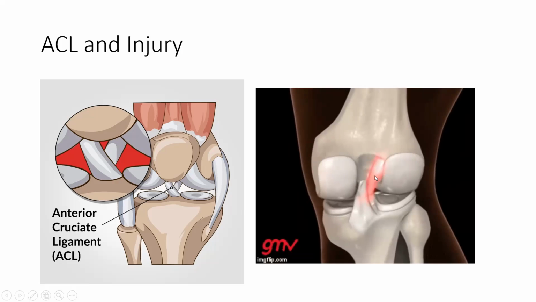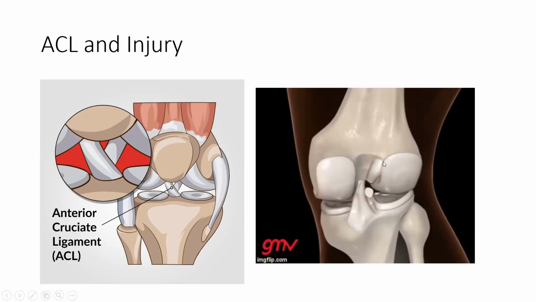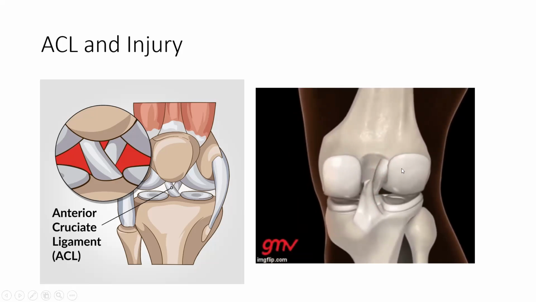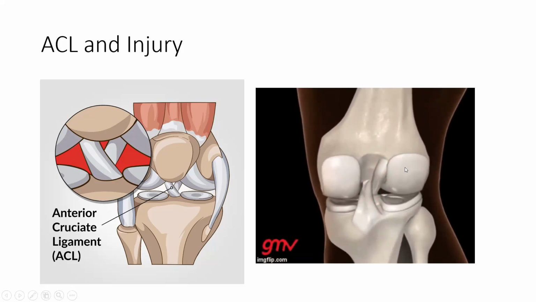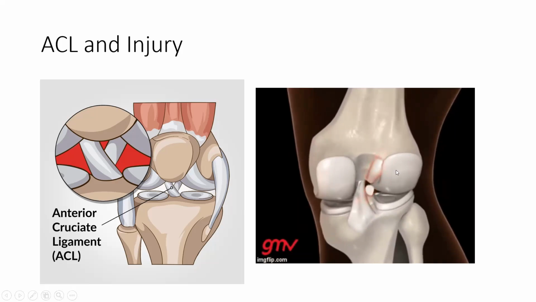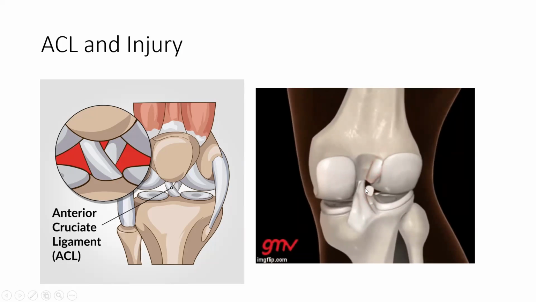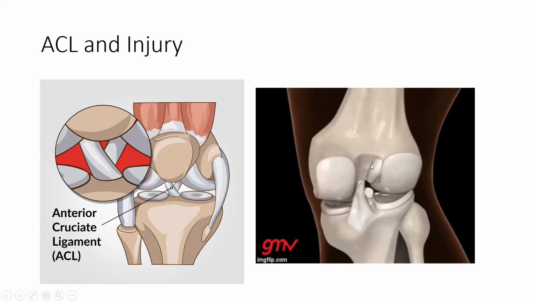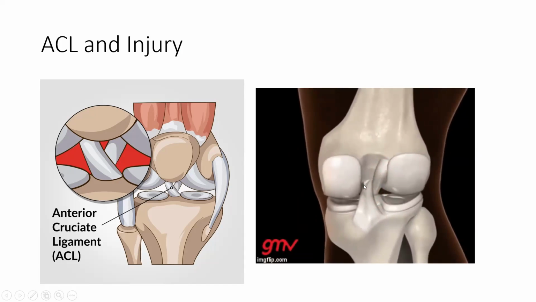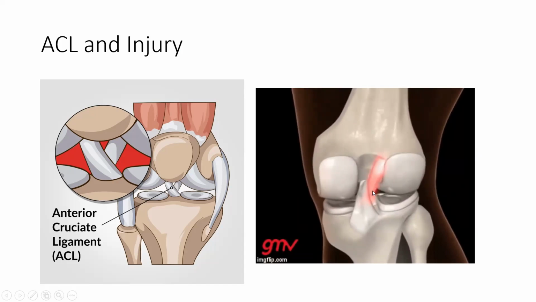There's our ACL. Okay, we're looking here from the back side. The ACL attaches here on the lateral condyle. This is the lateral condyle here because it's on the outside, and the ACL attaches in the back there and it inserts on the front. This is the PCL attaching back here and going to the front. So, and they cross over. This is an ACL tear right here.